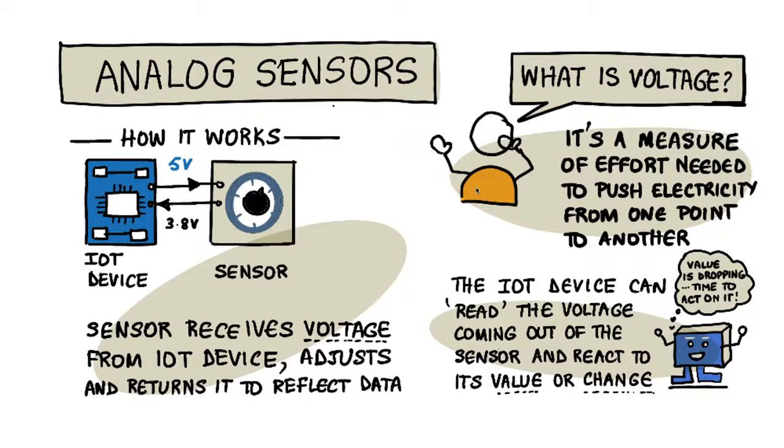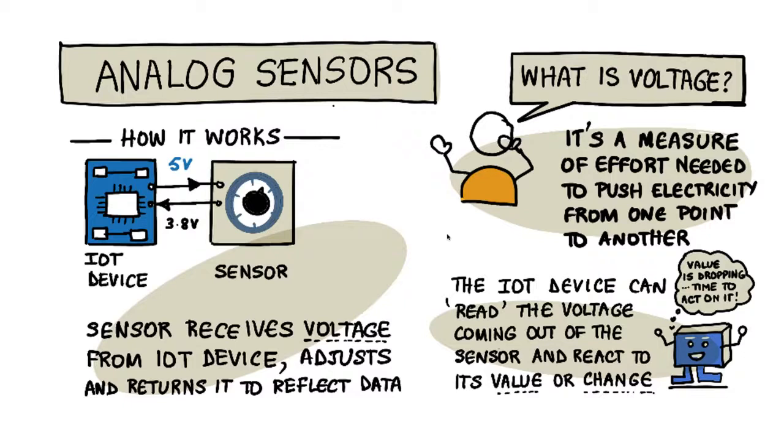So think about how an analog sensor works. You start with your IoT device. It sends a voltage. Most IoT devices work on either 5 volts or 3.3 volts. The voltage goes to the sensor, which will then do something that adjusts the voltage. It will have like a resistor in it or capacitors or something that will change the voltage that comes back. And then you read the voltage that comes back. The difference between the two allows you to work out the value of the sensor.